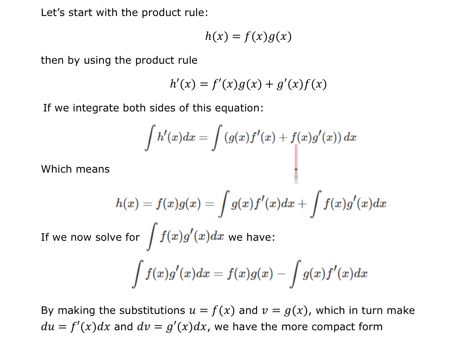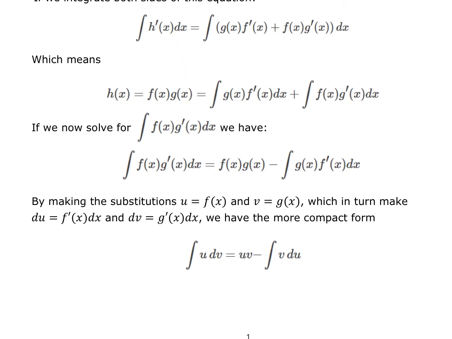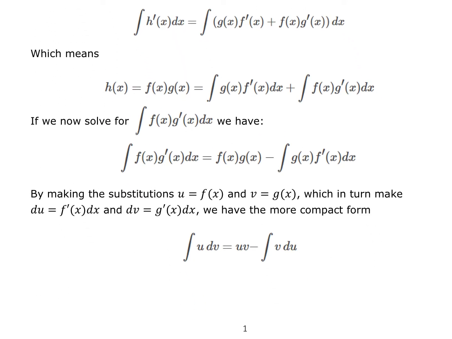If I break this apart, because I can do that with integration, the integration of the first term plus the integration of the second term with respect to x, we get this. If I were to solve for the integral of f of x g prime of x, I would have f of x multiplied by g of x minus the integration of g of x f prime of x dx. With some u and v replacements and some u substitution and some v substitution, we'll end up with the integral of u dv is equal to uv minus the integration of v du.